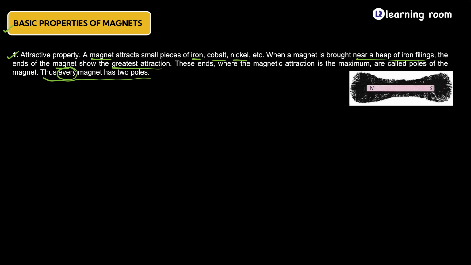Every magnet has two poles. Okay, what are they? Obviously, north and the south pole. So we'll try to define what that north and south pole is also. Okay. First, I'll explain, then you can copy it.